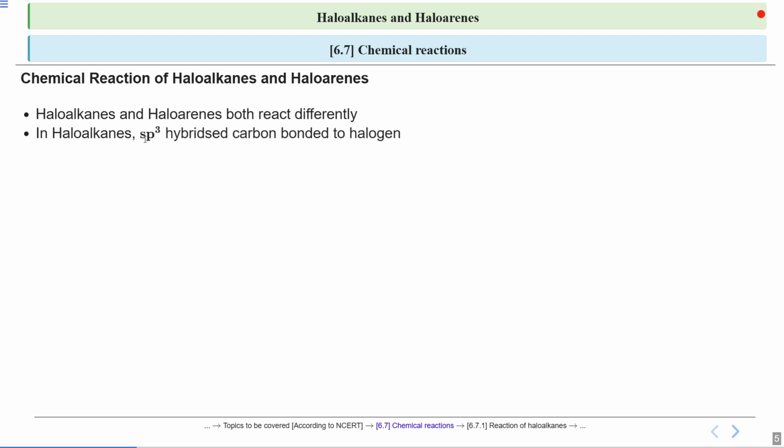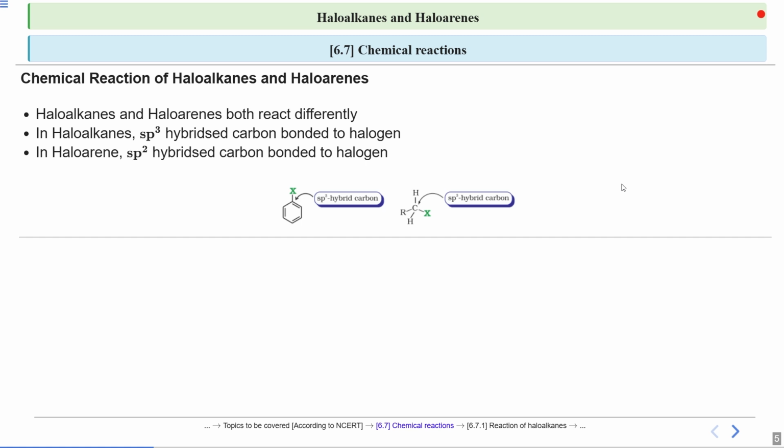In the haloalkanes, sp3 hybridized carbon atom is bonded to the halogen, right? Because there is no kind of double bond present. So sp3 hybridized carbon we have in the haloalkanes, which is bonded to the halogens. Meanwhile, in the haloarenes, the carbon is sp2 hybridized that is bonded to the halogen atom.